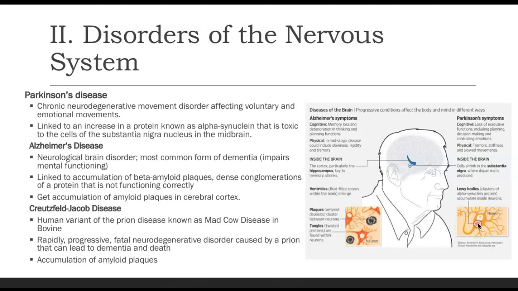Now for Alzheimer's, this is a neurological brain disorder, and it's the most common form of dementia that impairs mental functioning. And this is linked to another accumulation of proteins. Specifically, they are going to create beta amyloid plaques that are dense conglomerations of a protein that is not functioning correctly.